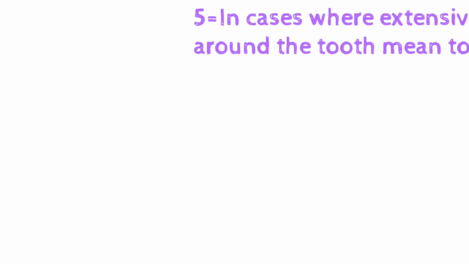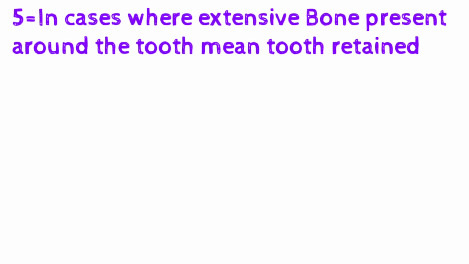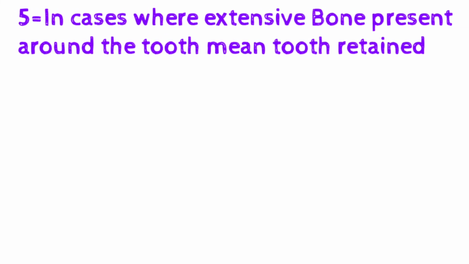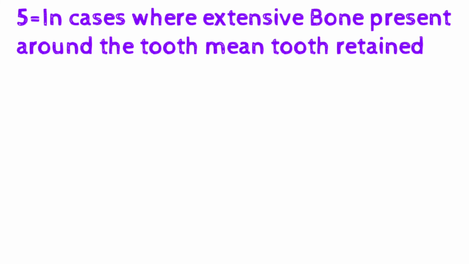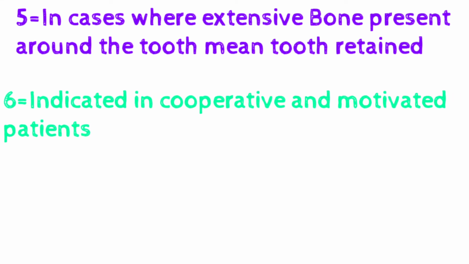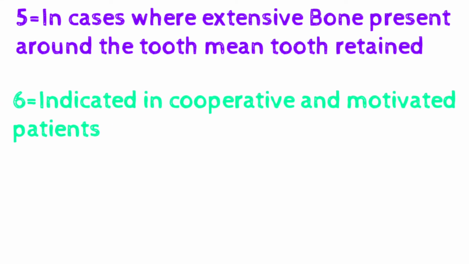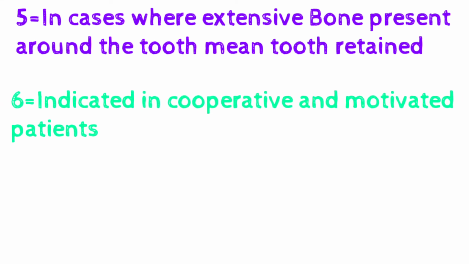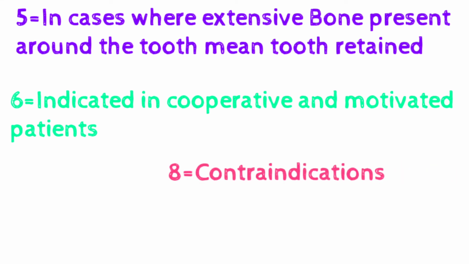Next, in cases where extensive bone is present around the tooth, meaning the tooth is retained and the tooth periodontium is healthy, again we give the overdenture. Next, it is indicated in a cooperative and motivated patient, because a cooperative and motivated patient can easily clean this denture.